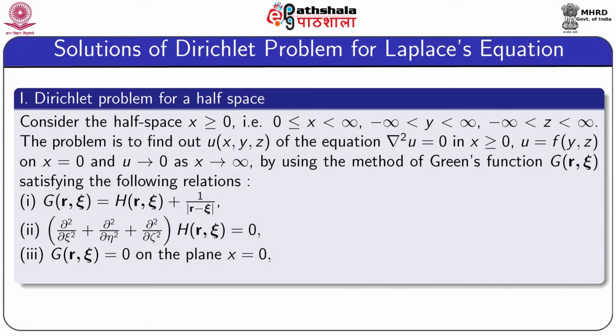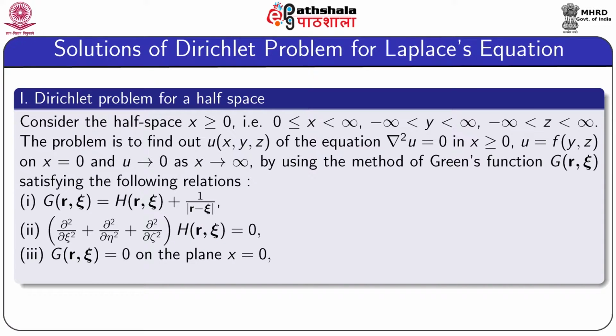So, in this problem we have to find the value of the unknown function u, where u satisfies the Laplace equation, Laplacian squared u equals 0, where x is greater than or equal to 0, and u equals some known function f, which is a function of y, z, on the boundary x equals 0. And we also have the bounded solution, that means u tends to 0 as x tends to infinity. Now we want to solve this problem using the method of Green's function.